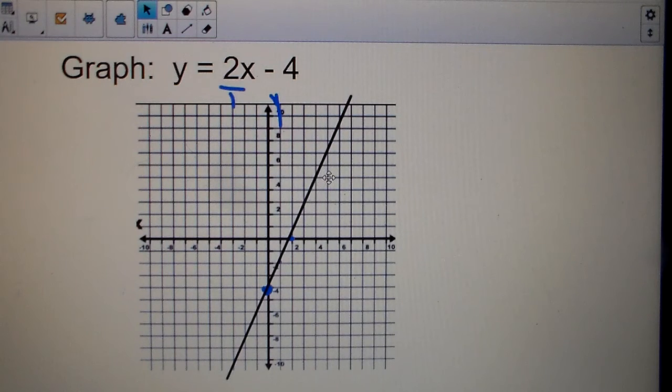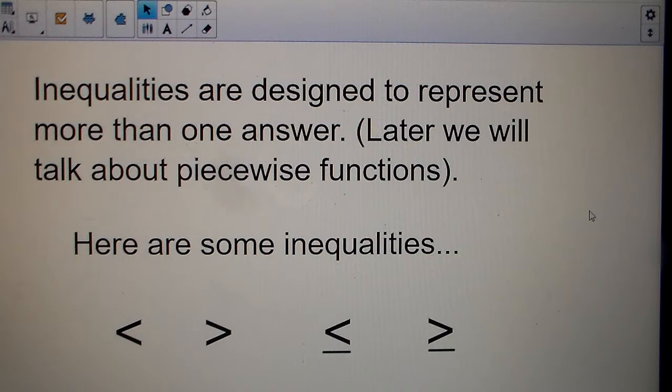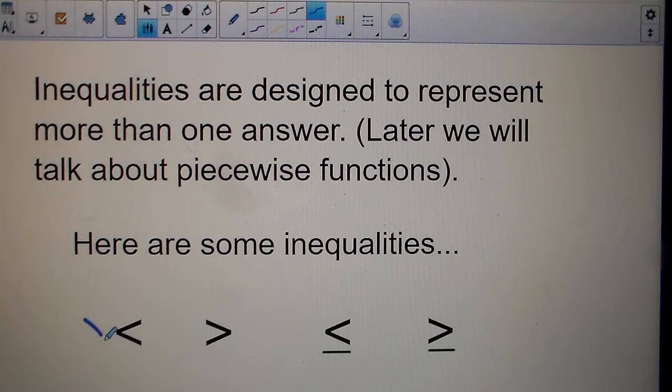Now we're going to take that concept and add one more little step to it. Something we have to remember from middle school is that inequalities are designed to represent more than one answer, as you see here. Later we'll talk more about piecewise functions, which will use even more inequalities. But here are some inequalities right now. This first one is less than, meaning if we had x equals 4, that means all the numbers that are less than 4, or x is less than 4. That's one way it could be written.